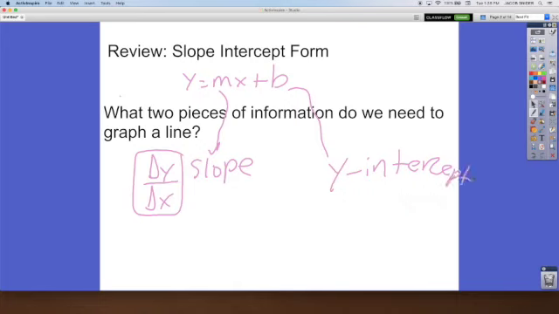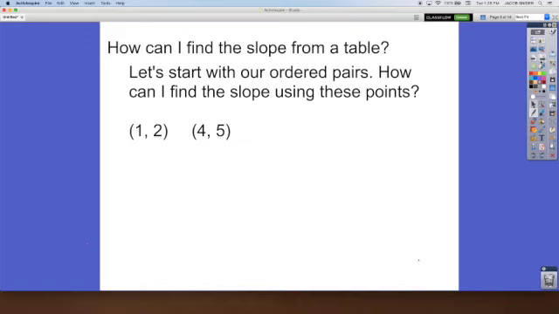Where does my line cross the y-axis if I have a graph? Where does my story start if I have a story? Today we're going to talk about another way to identify the y-intercept when we look at a table. Another quick review question for you. How can I find the slope from a table? Well, before we get there, let's take a look at our ordered pairs. How can I find the slope using these points?